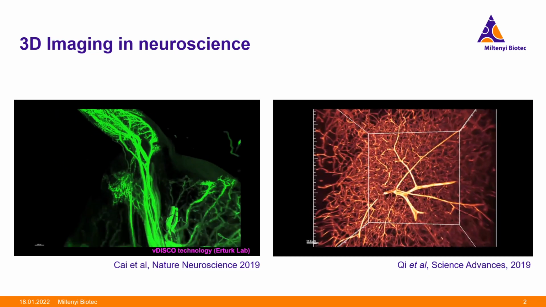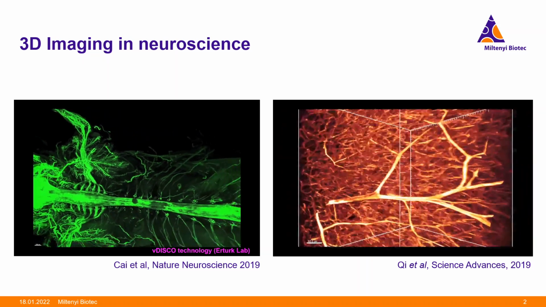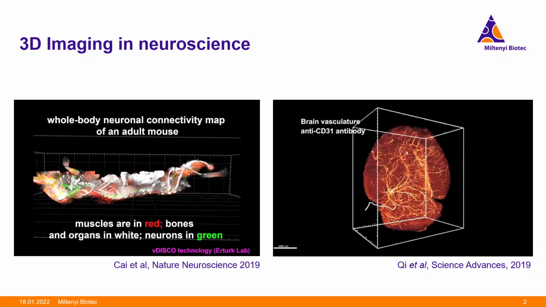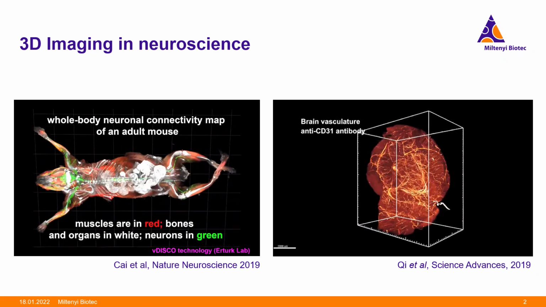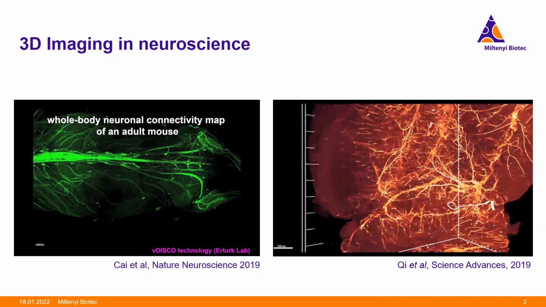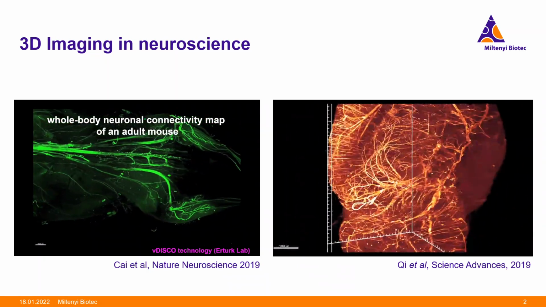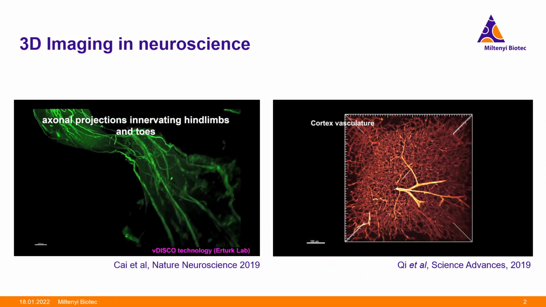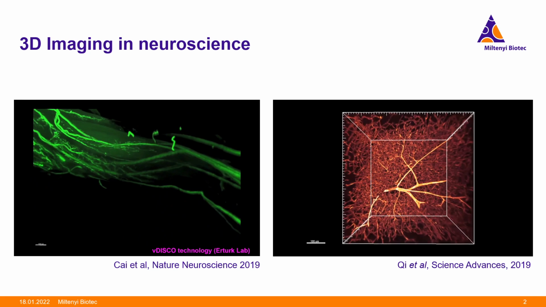So whether it's understanding the connectivity of an entire whole organism like seen here on the left of this 3D reconstruction of neuronal projections in a mouse, or as on the right, the vascularization of a whole mouse brain, 3D imaging has played a big part in understanding neurodegenerative diseases and neuronal plasticity.